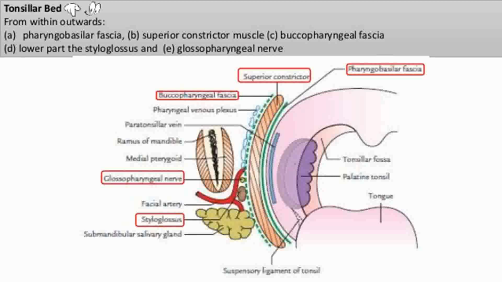There is a gap between the tonsil and the tonsillar bed structures where the loose areolar tissue is present, and there is one vein also that we call the paratonsillar vein. This is very important. I will tell the importance in the later slides. Through this gap only they will dissect the tonsil from the tonsillar bed structures.